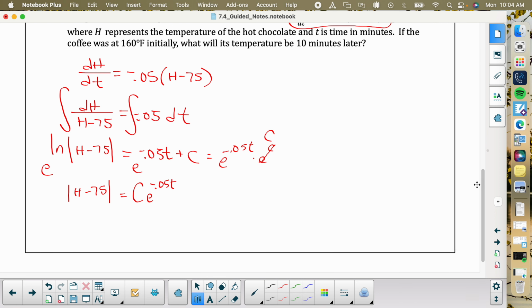I guess what I was looking for was to see if the absolute value is needed or not. I doubt the absolute value is needed because I don't think the temperature of the hot coffee is ever going to be negative. But it could. So if I remove the absolute value, it technically wouldn't matter because it'll go into C. So the temperature of the hot chocolate is going to be C. We don't have a plus and minus because the C sucked it up. C e to the negative 0.05 t plus 75.